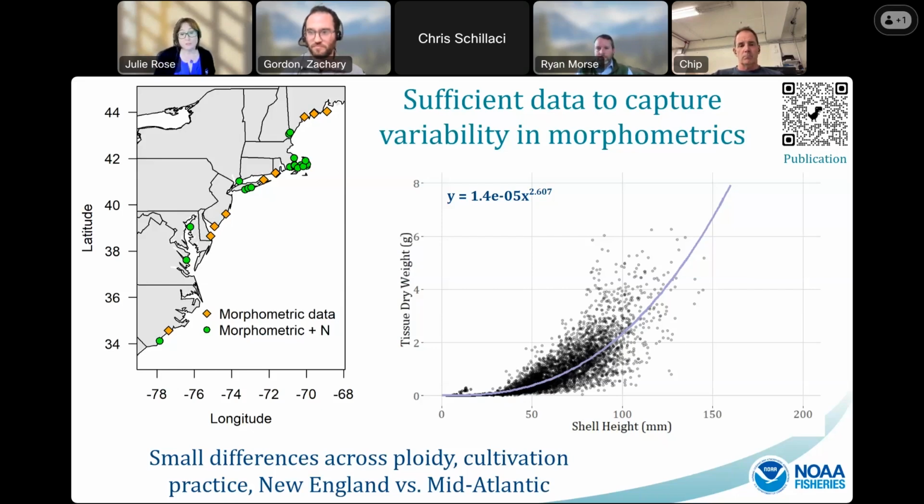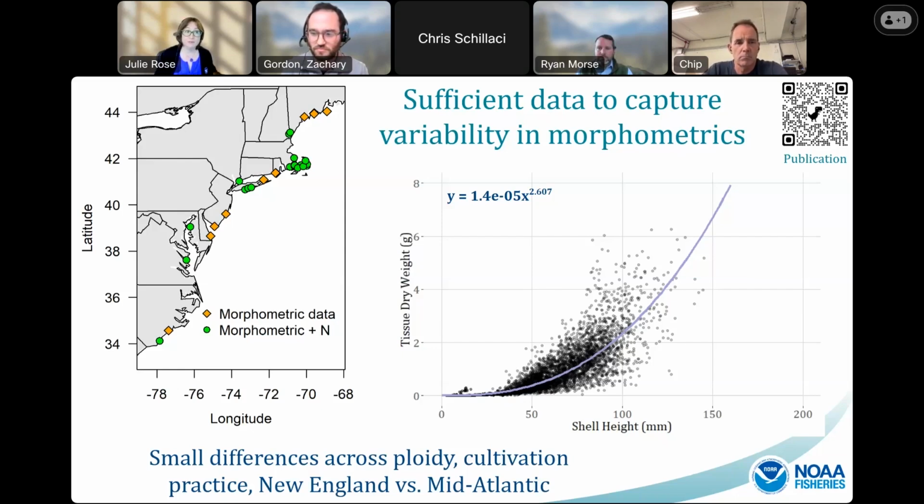We also split up our data set and looked at how this relationship varies across ploidy, across cultivation practices, and when we compared New England oysters to mid-Atlantic oysters, and we saw really very small differences in this relationship when we looked at these potential influencing factors. For this reason, we again feel fairly confident in taking a simple extension of the Chesapeake Bay approach and applying it to our region-wide data set.